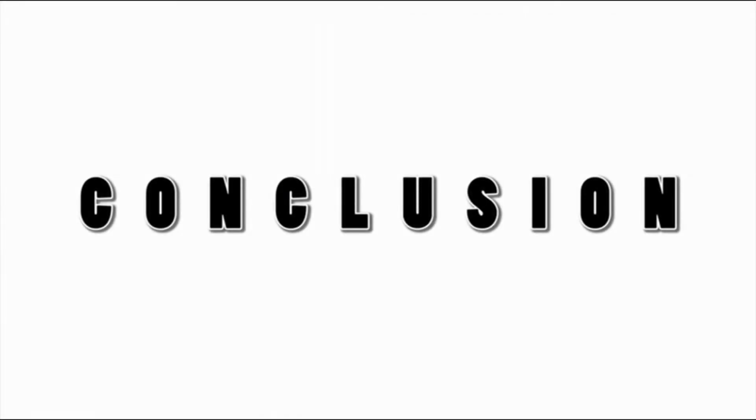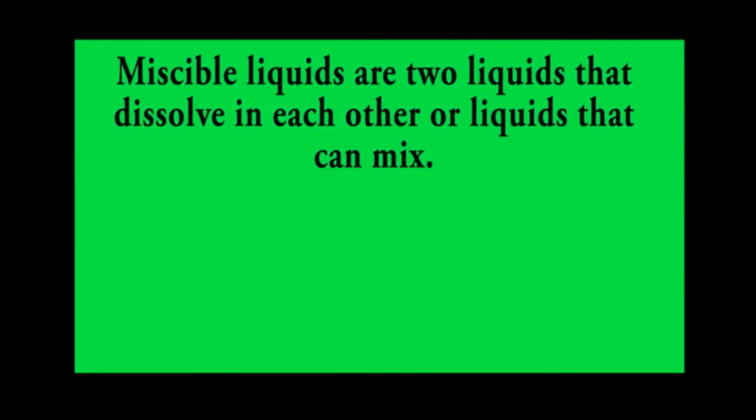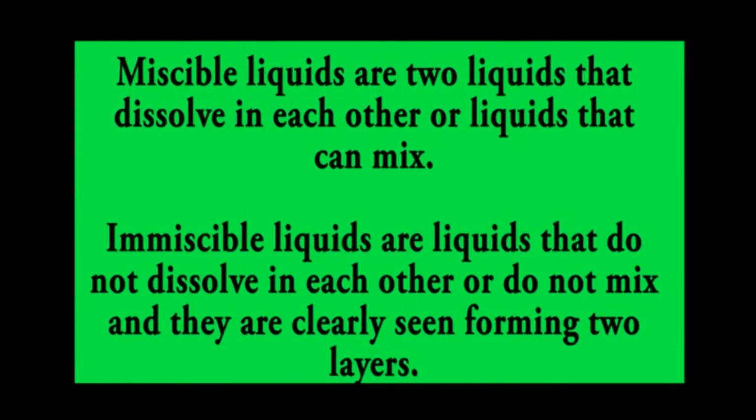In this experiment, we have learned that miscible liquids are two liquids that dissolve in each other or liquids that can mix. Immiscible liquids are liquids that do not dissolve in each other or do not mix, and they are clearly seen forming two layers.